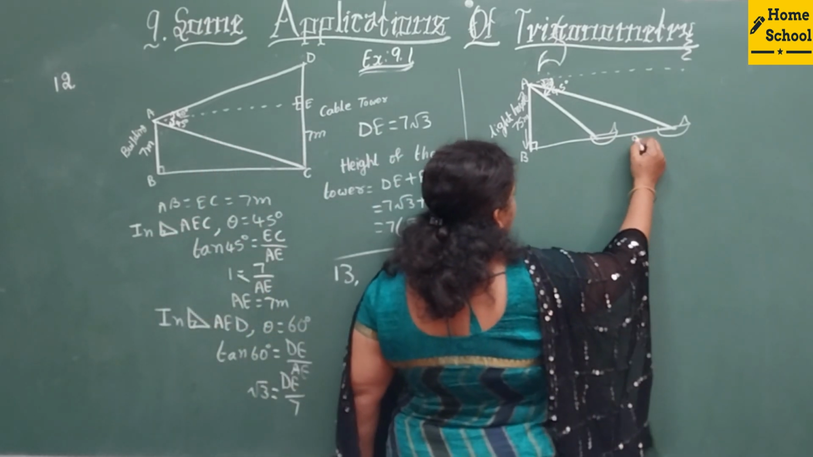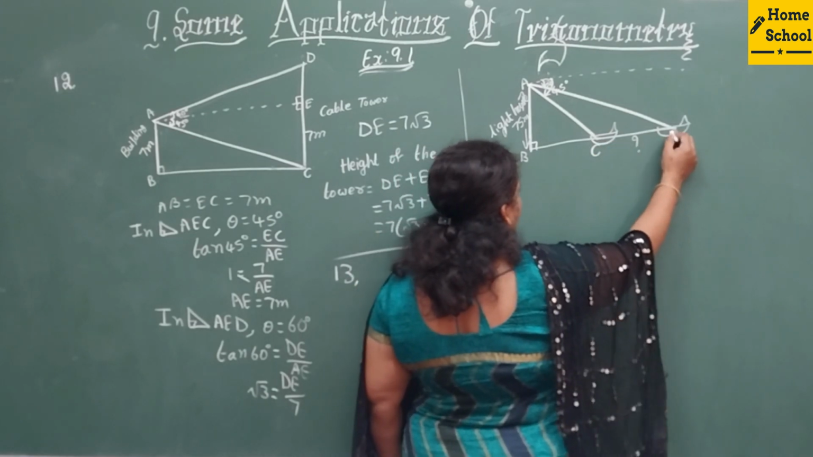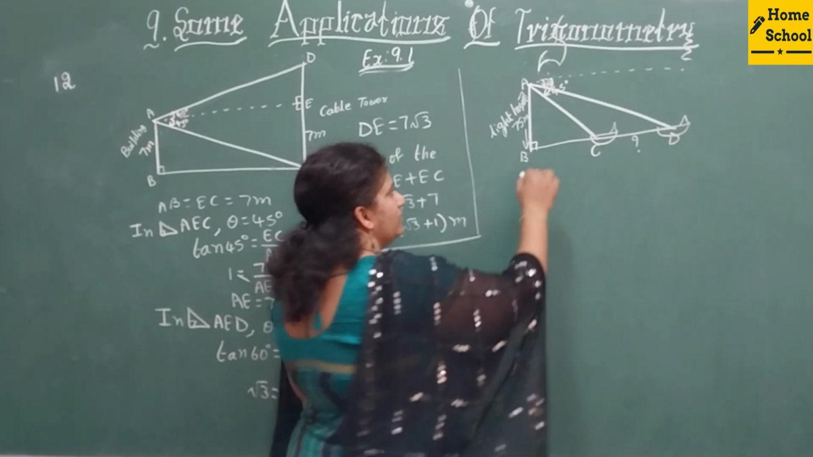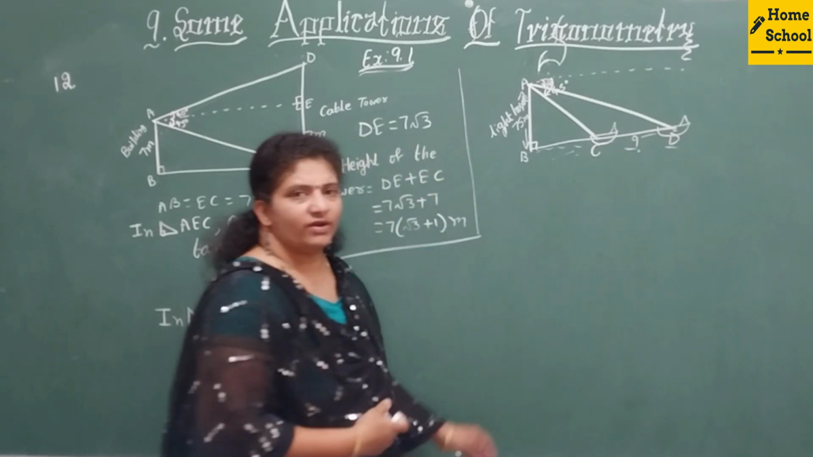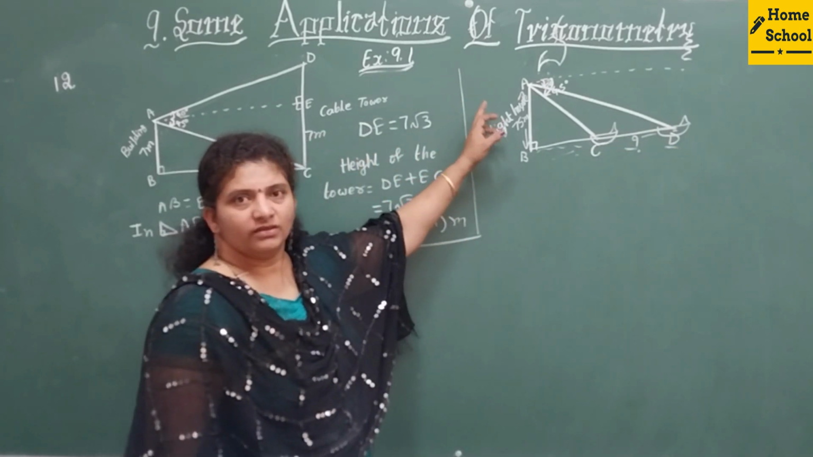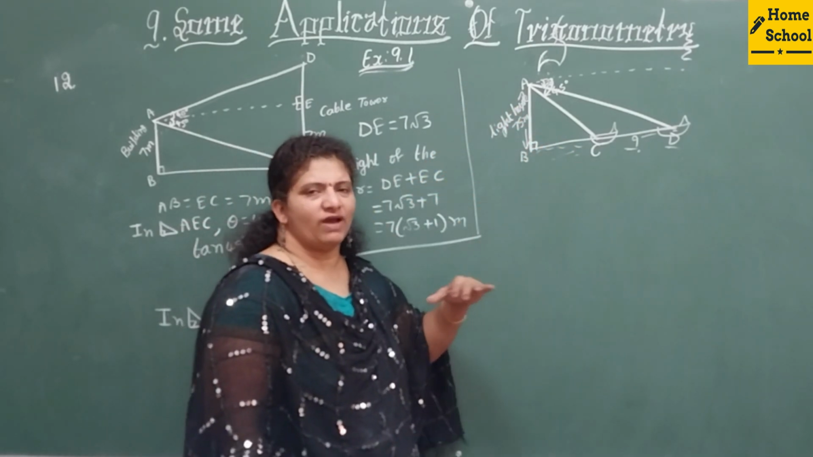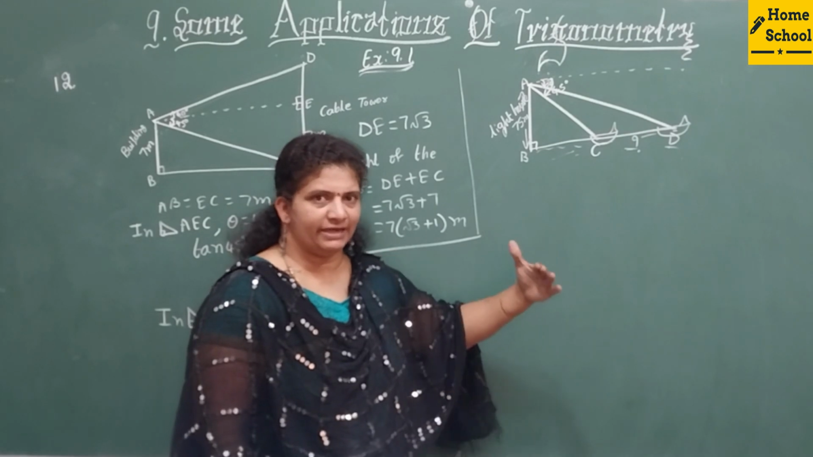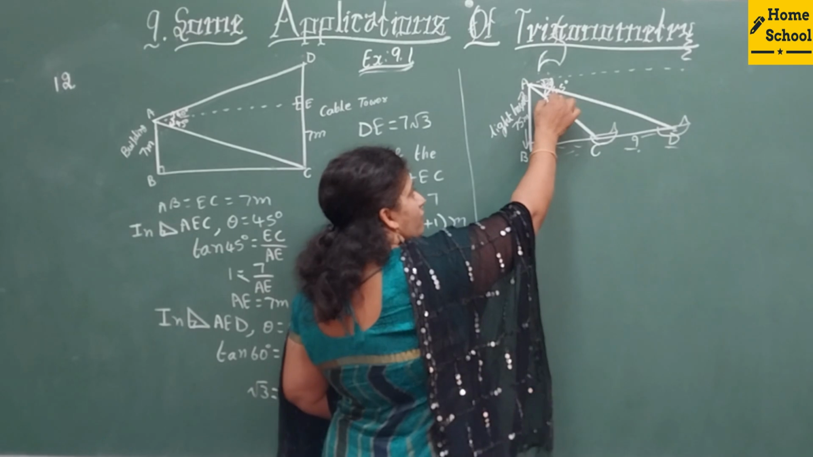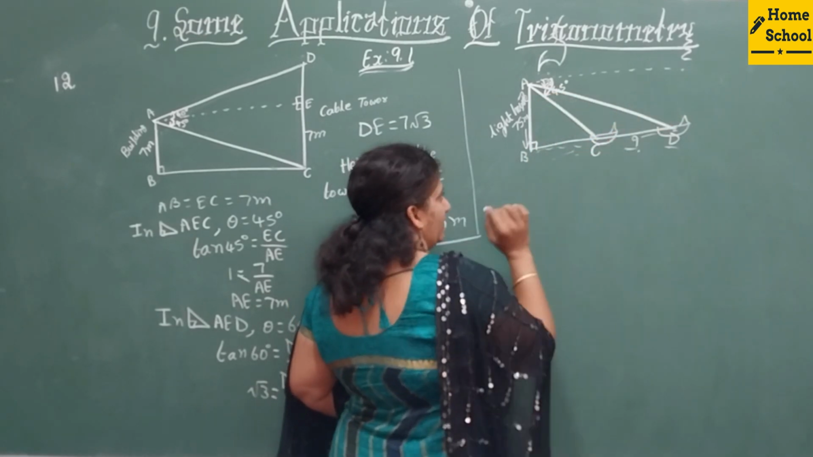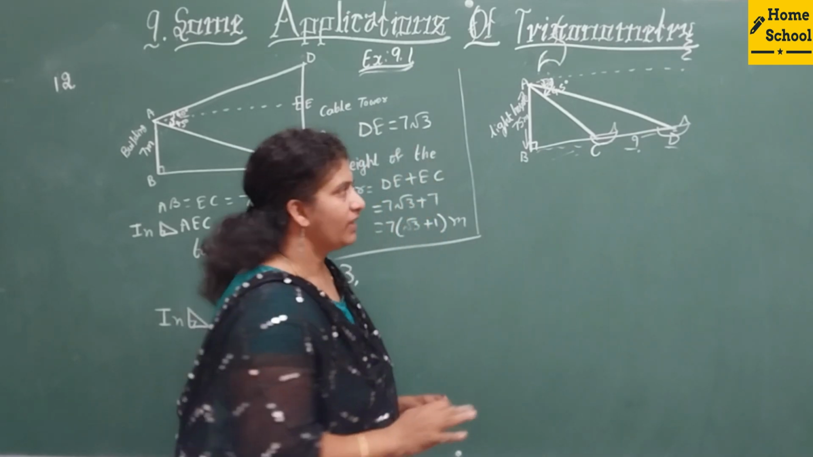That means this is your question. A, B, mark this as C and this as D. Imagine this is water, sea level. From top of a lighthouse, the angle of depression to the two ships, exactly one behind the other on the same side of a lighthouse. The angle of depressions are 45 degree and 30 degree. Find the distance between two ships is your question.